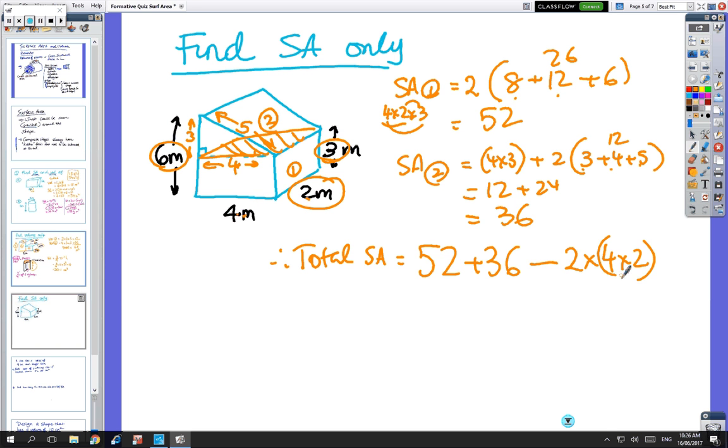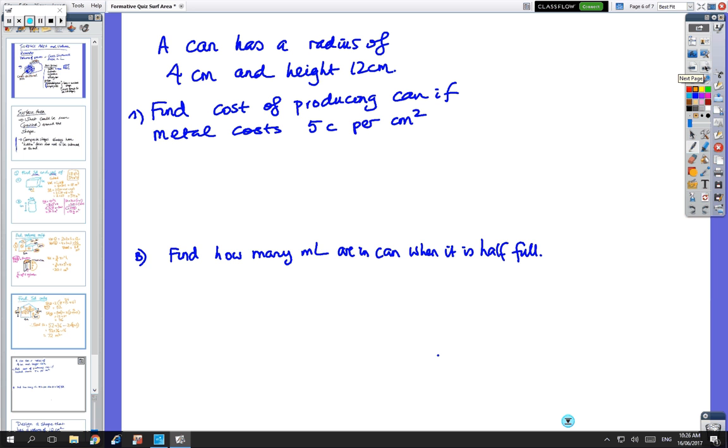So again, it depends on the class. I do it as a hidden face, and there's 2 hidden faces, one the top and one the bottom. So 52 plus 36. 4 2s are 8, 2s are 16, so the answer is 72 metres squared. Okay, moving on. So this is the second last page.